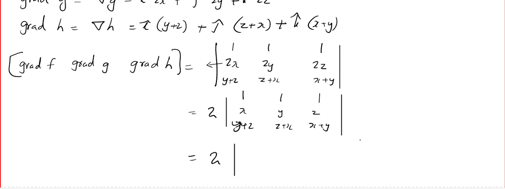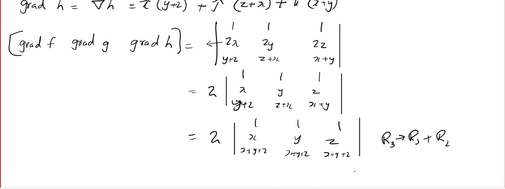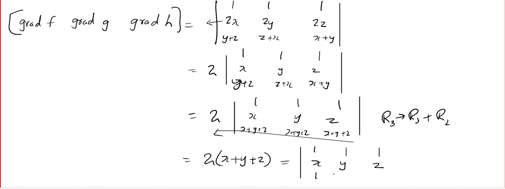And now I am going to add R3 changes to R3 plus R2. So I can see something common coming up. That's why I'm doing that. Can you see? x plus y plus z, x plus y plus z, x plus y plus z. And this will come. You don't have to use properties. You can use any method which you prefer. Anyway, I love properties of determinants. That's why I'm using this method. So here we go. The answer is 0. What's the reason? Because two rows are identical.